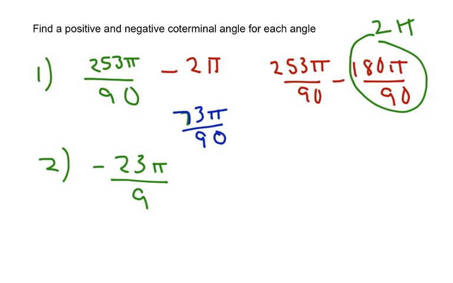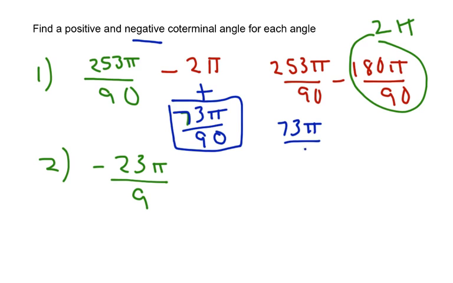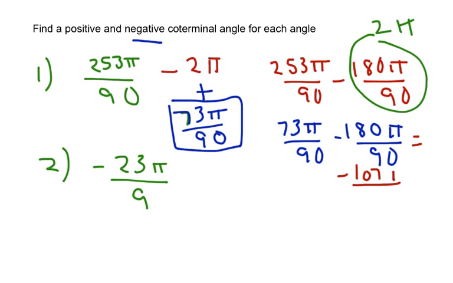Now we know that this is smaller than 2 pi. So we have one positive and we need a negative. So I'm going to go ahead and take this one again, 73 pi over 90, and subtract 180 pi over 90. And then I'm going to get negative 107 pi over 90. I have my positive and I have my negative.